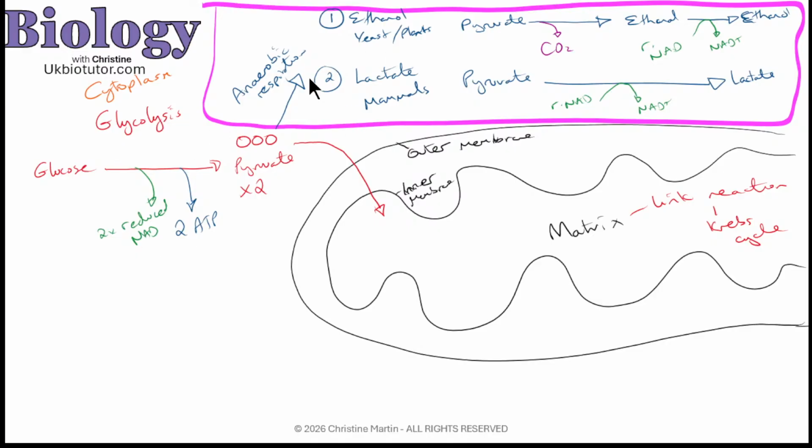And then I said, okay, well, if it's not anaerobic respiration and it is aerobic respiration, what happens then? The pyruvate needs to get into the mitochondrial matrix. So the pyruvate has to get through the outer membrane and the inner membrane to get into the matrix where the link reaction and the Krebs cycle are going to happen.